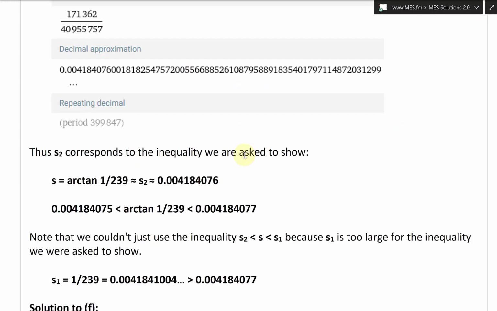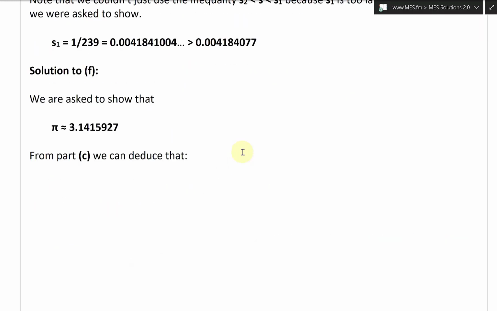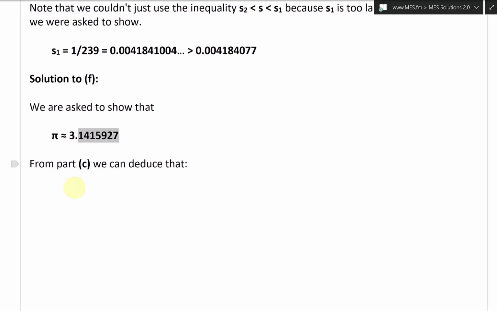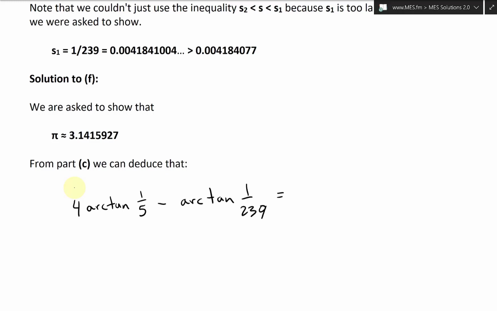So let's go over to here. And again, we could just use the formula we derived. So we're asked to show that pi is approximately equal to 3.1415927, or basically accurate to 7 decimal places. So from part C, we can deduce that. And we remember this one here: 4 arctan 1 over 5 minus arctan 1 over 239 is equal to pi over 4.